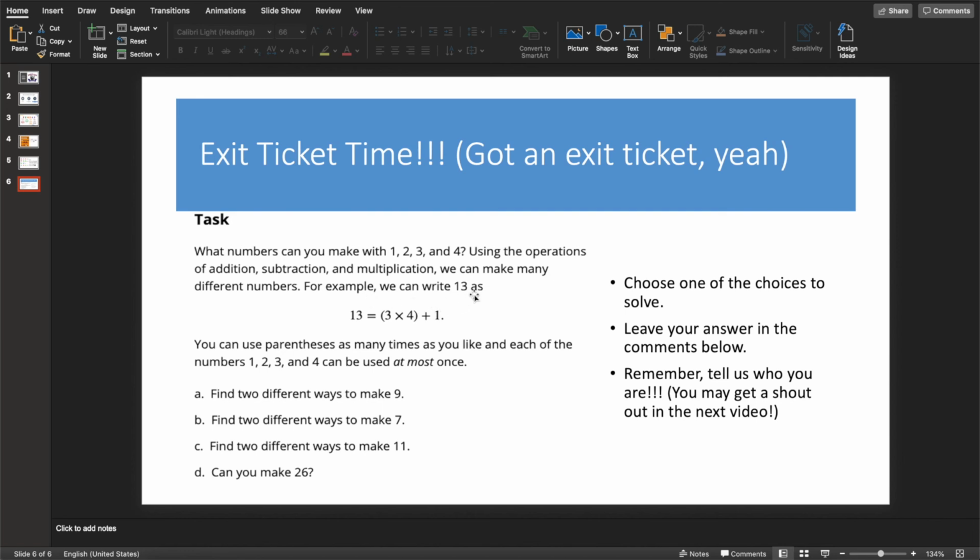So using the operations of addition, subtraction, and multiplication, we can make many different numbers. For example, we can write 13 as parentheses 3 times 4, parentheses plus 1. In other words, 3 times 4 is first, that's 12. 12 plus 1, 13. All right, you can use parentheses as many times as you'd like, and each of the numbers, 1, 2, 3, and 4, can be used at most once. So using the numbers 1, 2, 3, and 4, A is finding 2 different ways to make 9.